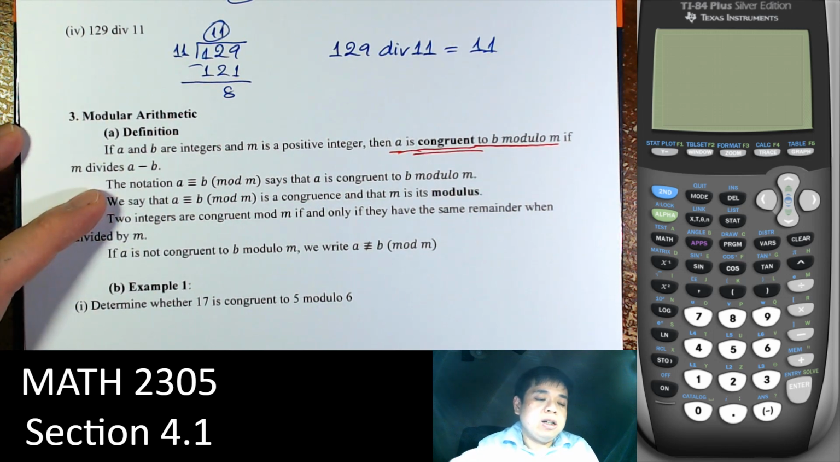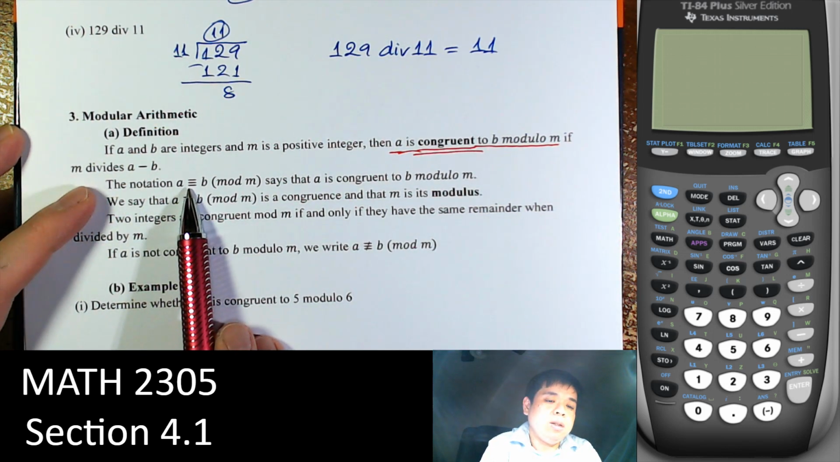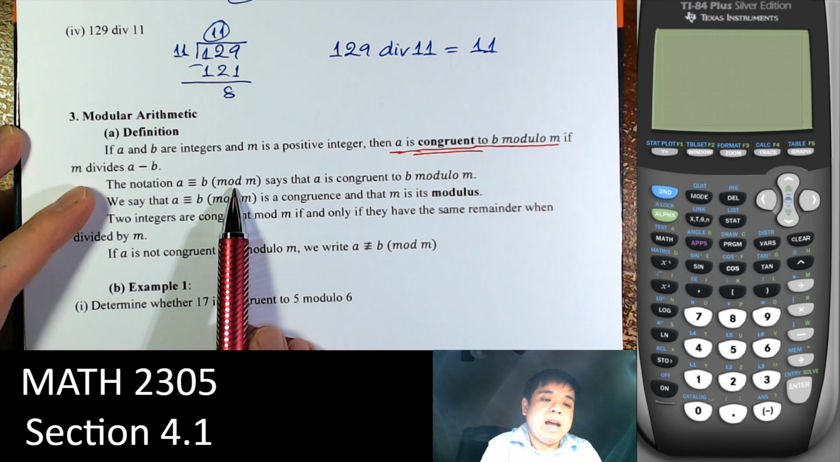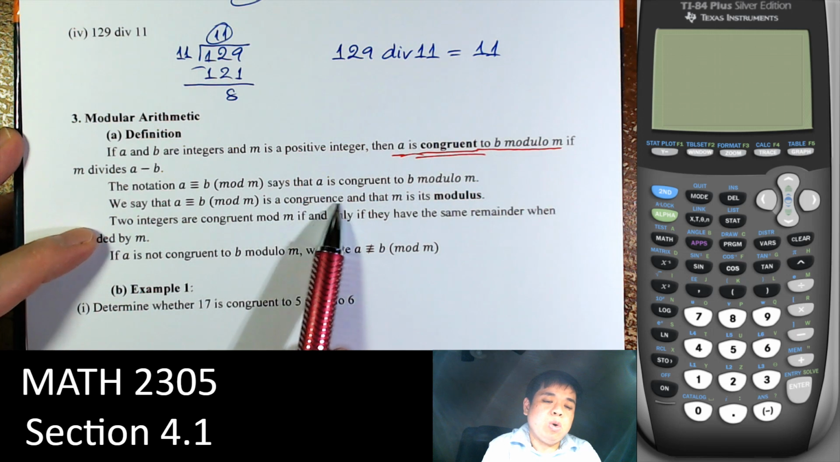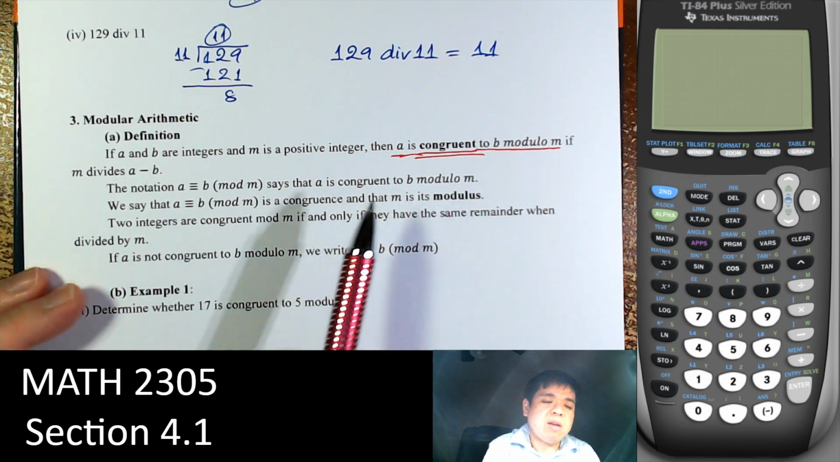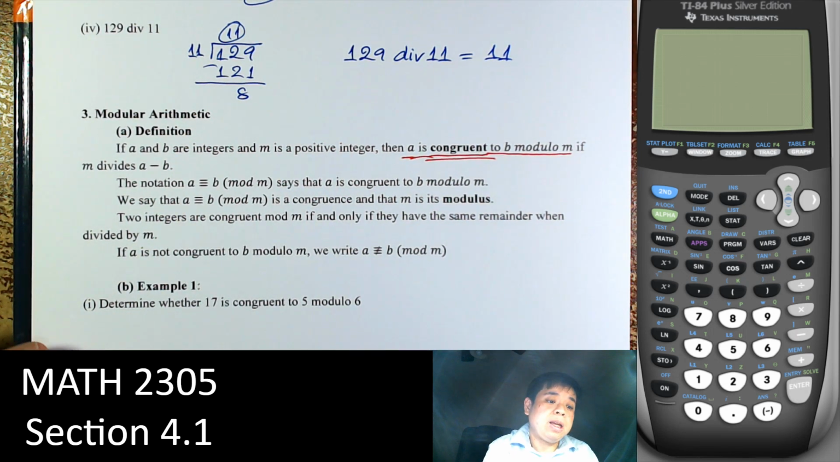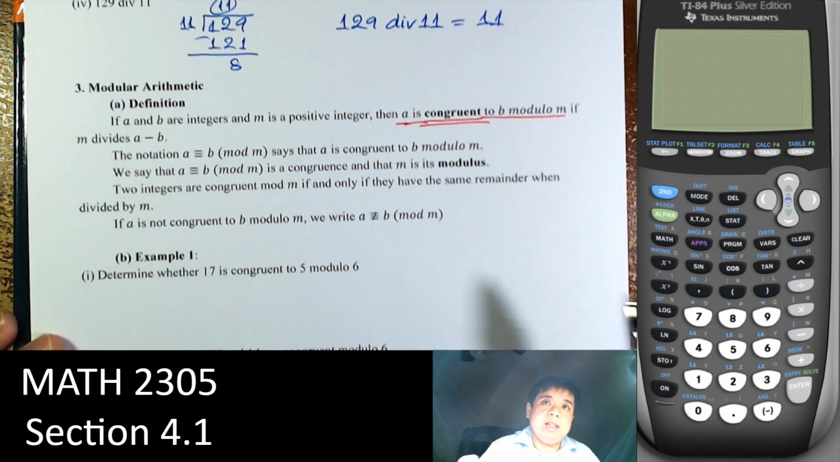Now the notation A congruent to B mod M says that A and B are congruent, so that's the same thing. Or we say A and B are congruent mod M, where M is the modulus. So it's different ways to say the same thing. Two integers are congruent mod M if and only if they have the same remainder when dividing. So that means when they mod, whatever it is, they have the same remainder. If A is not congruent, then we write A not congruent to B mod M.